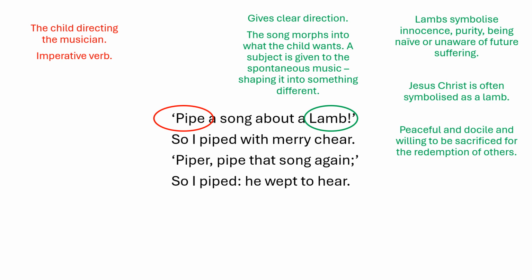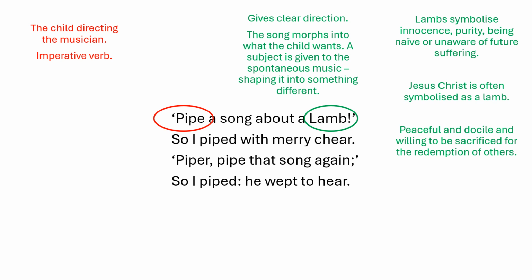Now, lambs often are used to symbolize the character of Jesus Christ. Jesus Christ is often depicted as a lamb because Jesus was someone who was willing to sacrifice himself like a lamb for the greater good of others. Lambs are peaceful and docile, and that idea of willingness to be sacrificed for the redemption of others is very clear. So perhaps this song is developing into a more religious song to share the virtues of Jesus and his willingness to sacrifice himself for the sins of the rest of mankind.